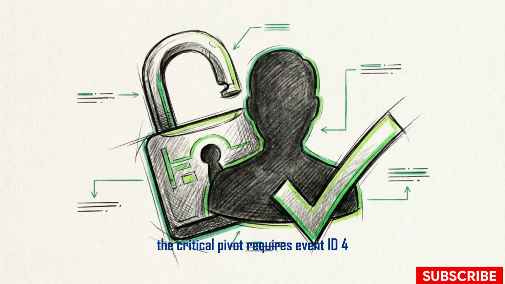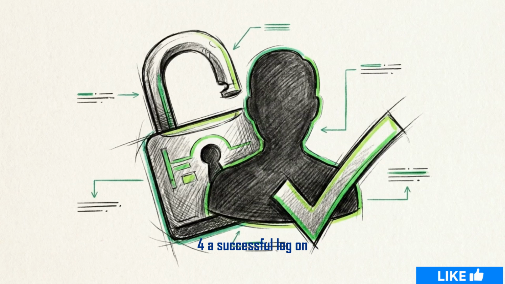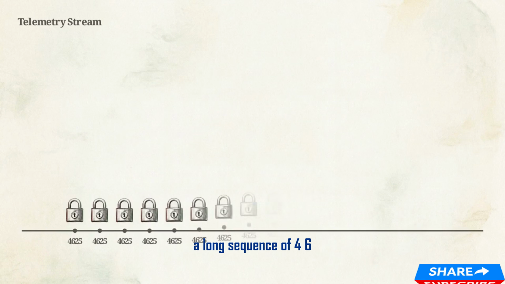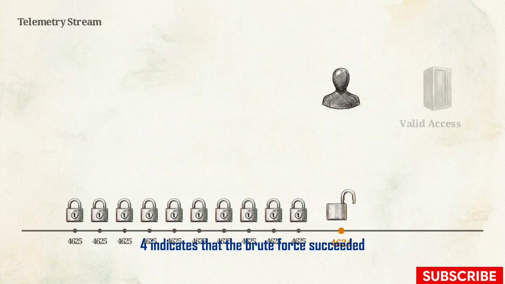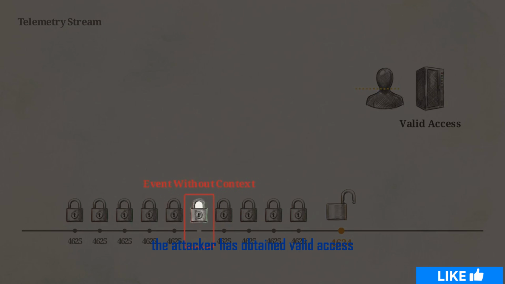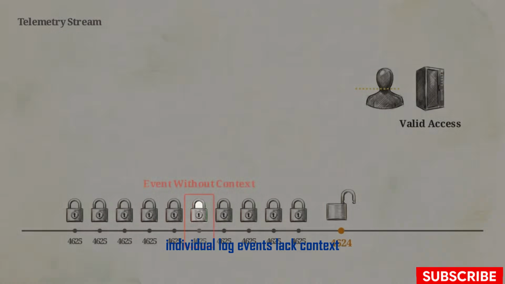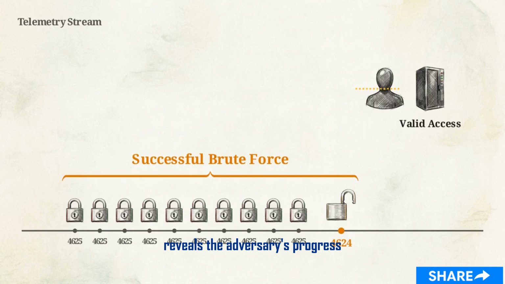The critical pivot requires event ID 4624, a successful logon. A long sequence of 4625s followed immediately by a single 4624 indicates that the brute force succeeded. The attacker has obtained valid access. Individual log events lack context in isolation. The specific sequence of these events reveals the adversary's progress.